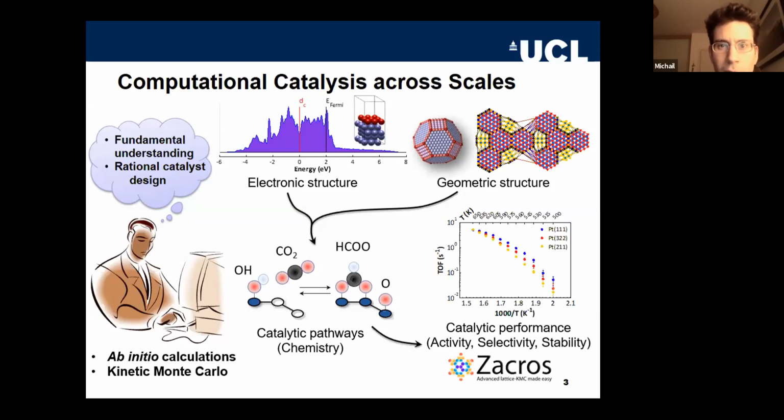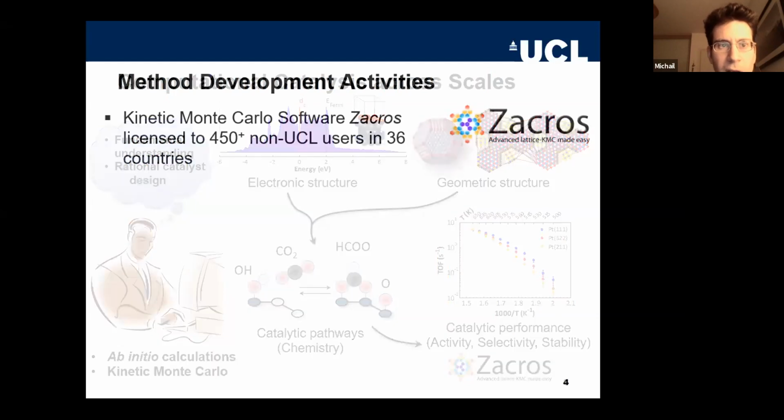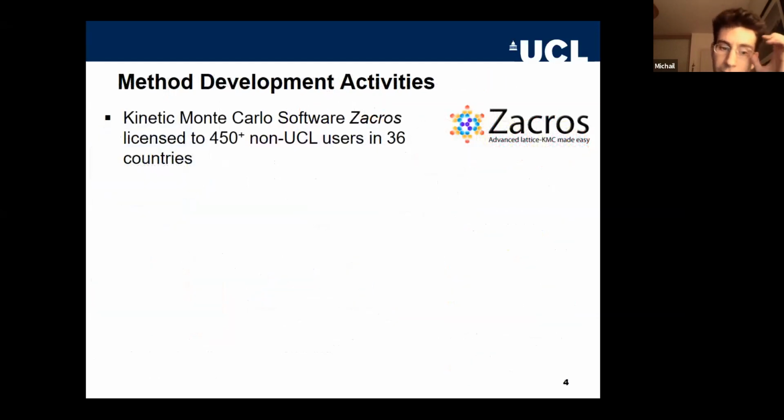So this is the overall framework of these computational catalysis studies across different scales. And in the next few slides, I wanted to just summarize the method development activities and some of the applications that we are working on. Then I'm going to talk about some specific examples. And finally, I'm going to touch upon opportunities for collaboration.